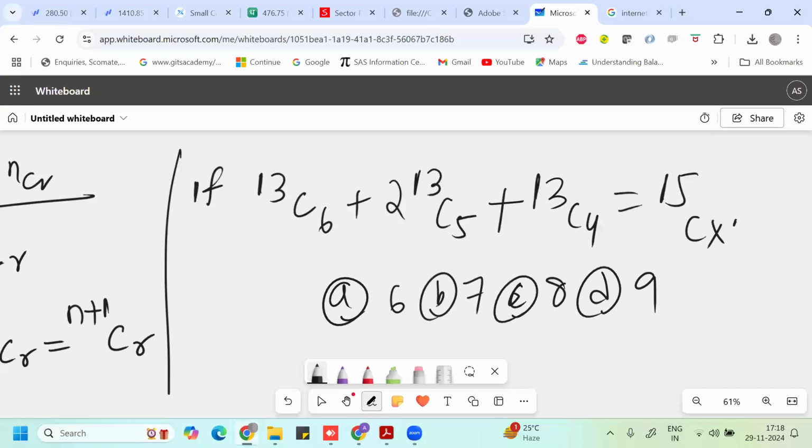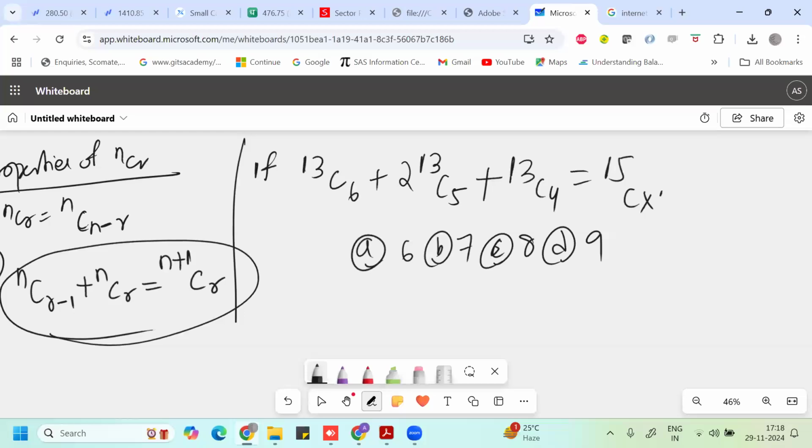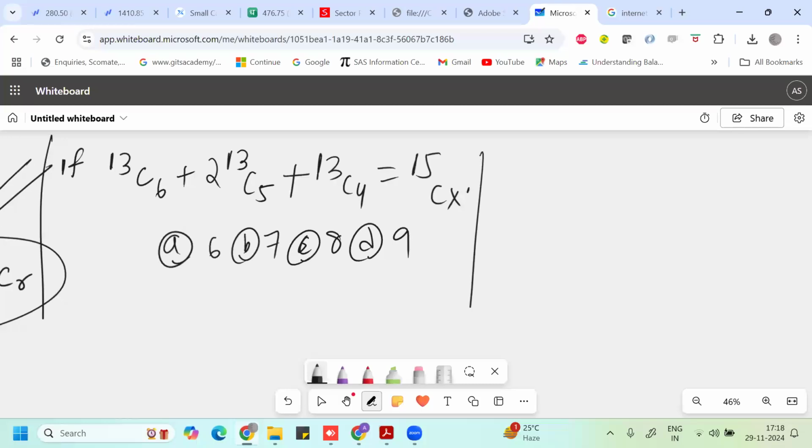This is the question. So how will you solve this question? By using this property. This question came in 2012, so based on this property, you will get a question. Zeba is telling the answer is 6. Thank you, Zeba. Very good, Zeba. So Zeba, how have you done?